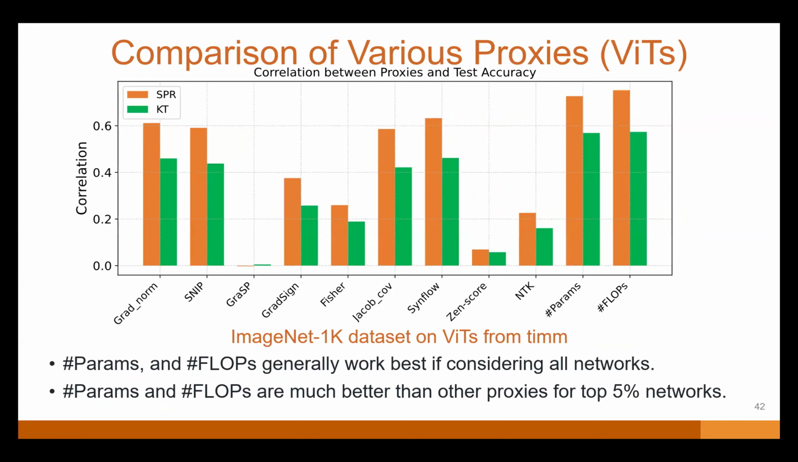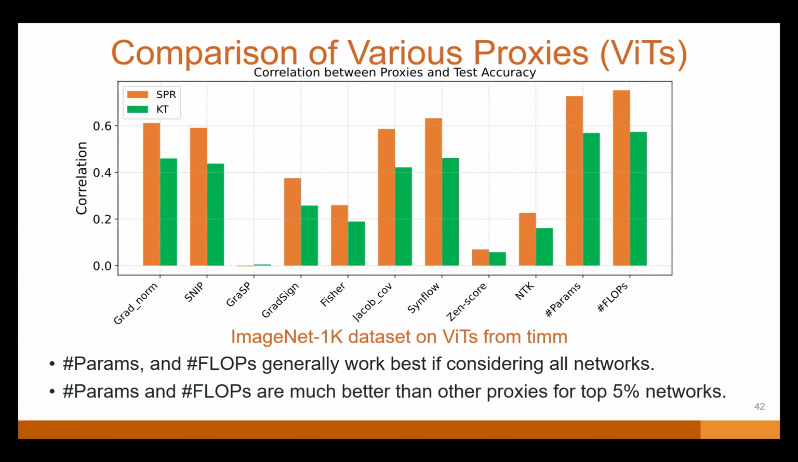Now, everything I talked about here is for CNNs and for this type of regular architectures. Here, we evaluated over 100 ViTs. And if you look at these results without even paying too much attention, you can see that these two are the winners. In other words, the number of parameters and the number of flops perform better than all these indicators for the image data set as shown here.